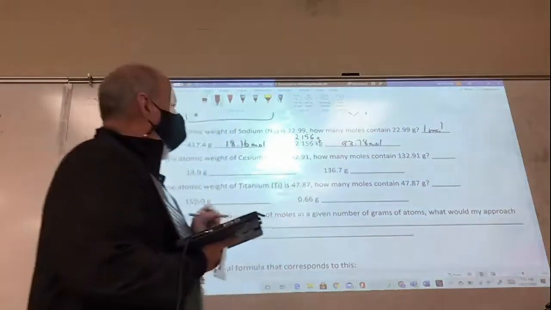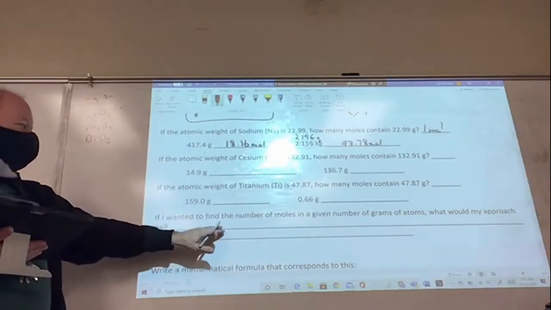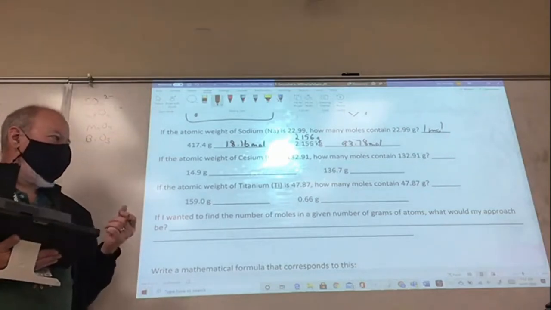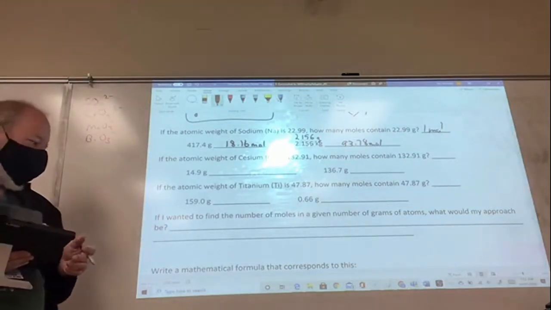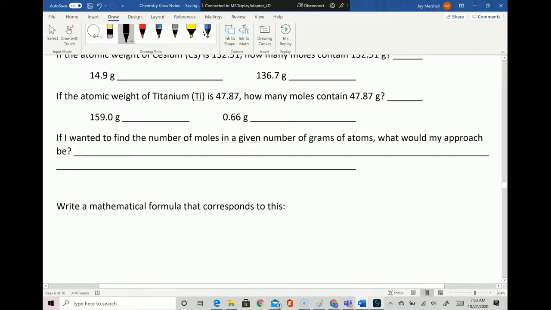by using this thinking. Go ahead and do the rest of these, and then tell me if you want to find the number of moles in a given number of grams, what would your approach be? And if you want, go ahead and create a chemical formula for that, or a mathematical formula.